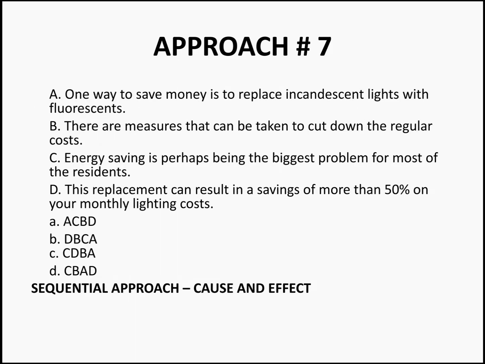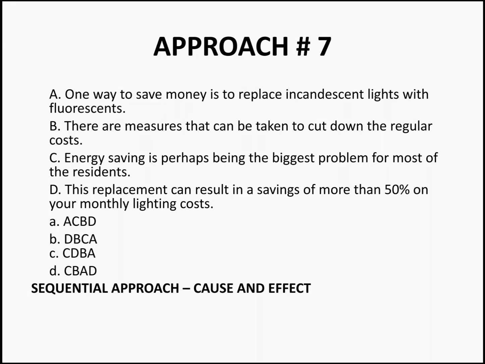Moving to the next approach. One way to save money is to replace incandescent lights with fluorescents. There are measures that can be taken to cut down the irregular costs. Energy saving is perhaps the biggest problem for most of the residents. This replacement can result in savings of more than 50% on your monthly lighting costs.